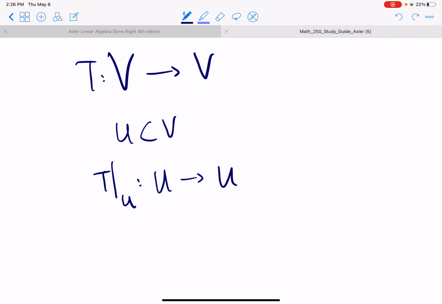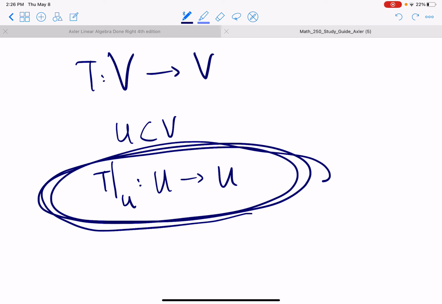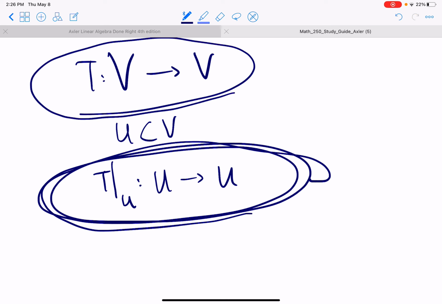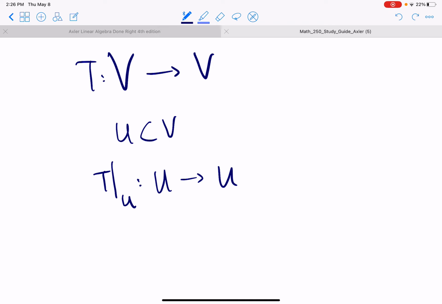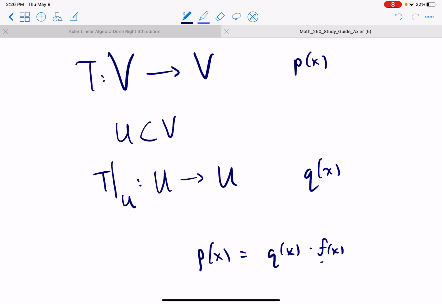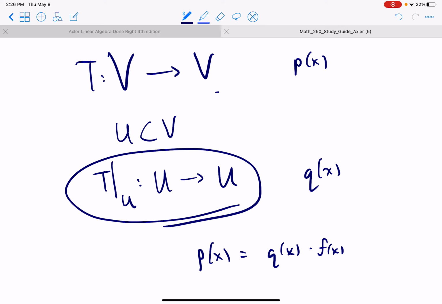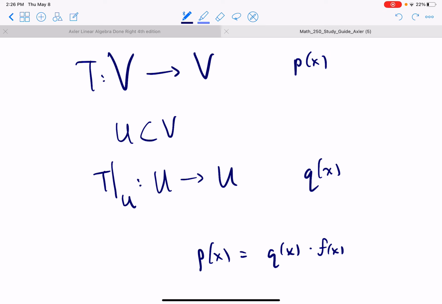And the claim is here, the minimal polynomial of this operator on a smaller space divides this minimal polynomial up here. Okay, so if this had the minimal polynomial q of x and this had p of x, then p of x is just q of x times some other polynomial. So that we'd say q divides p, right? So the minimal polynomial of the restriction divides this one. Now, why is that true? Well, what is the definition of this? If this is minimal, then q of T u is 0 for all u in U.